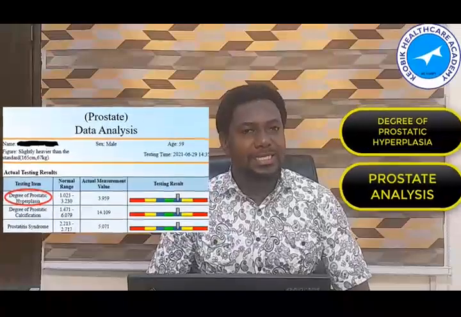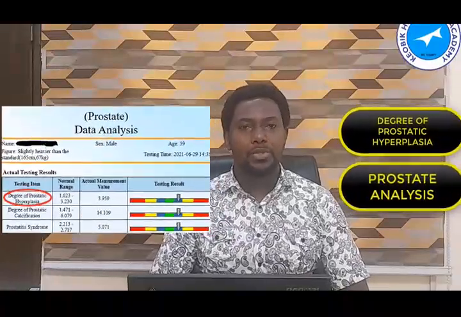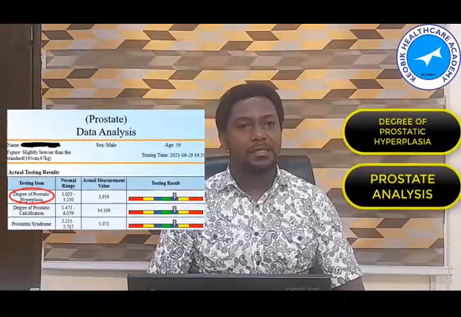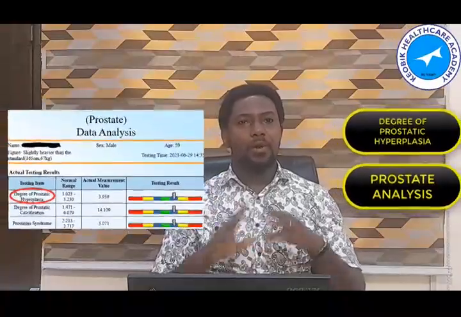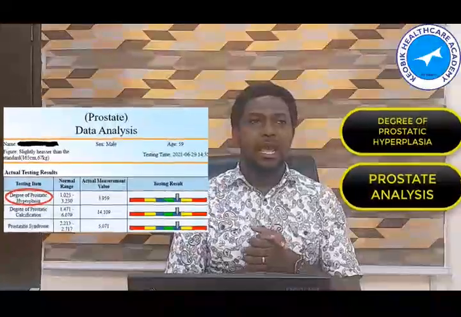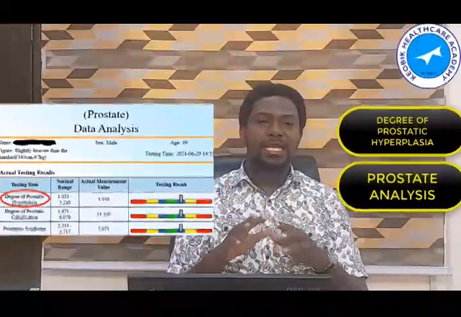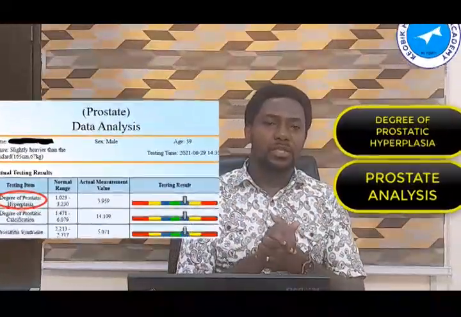Today, we want to look into another topic in our quantum resonance magnetic analyzer device, and we will be focusing on the prostate data analysis. The prostate data analysis. All right. The prostate is an organ that we find in the male reproductive system.